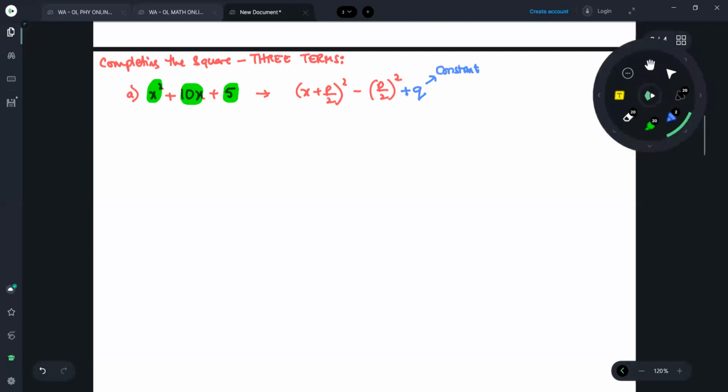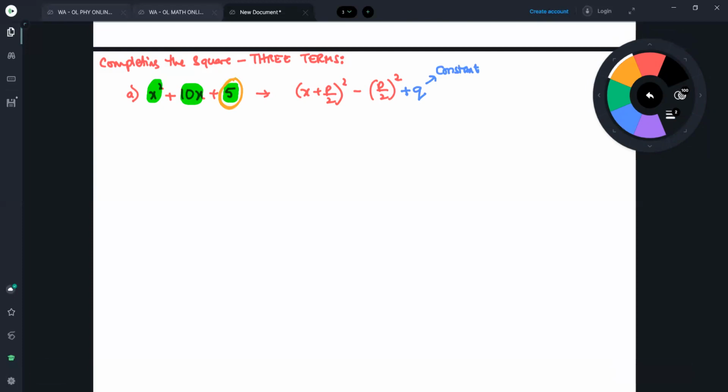Sir, what is a constant? The number that doesn't change. The number that does not change, the number that has no letter attached to it, the number that is not dependent on the value of a variable. So this number 5 is the constant.